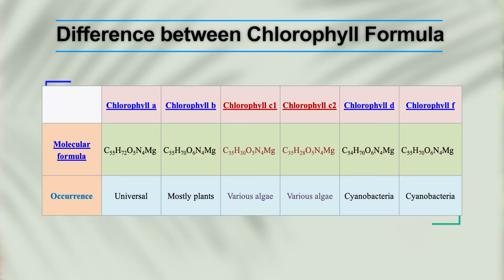chlorophyll C1 and C2 have less carbon. Here the chlorophyll C1 formula is C35H30O5N4Mg, and chlorophyll C2 has a formula of C35H28O5N4Mg, which indicates that chlorophyll C is definitely different from the other forms of major chlorophyll like A, B and D.